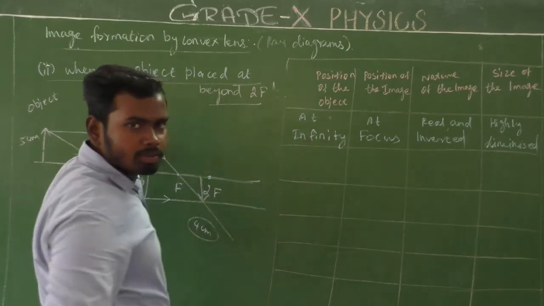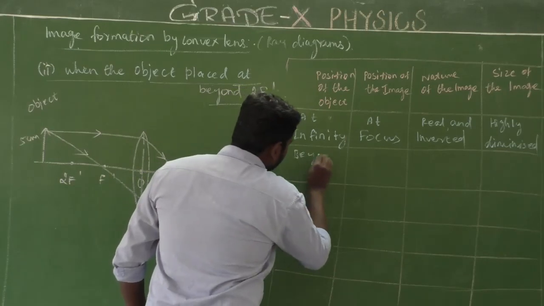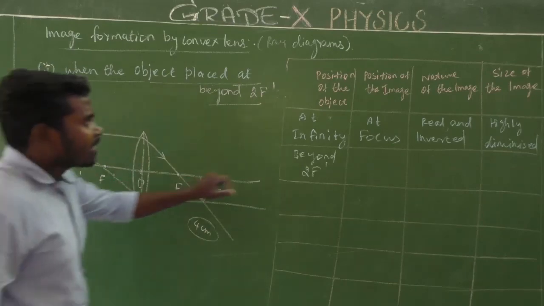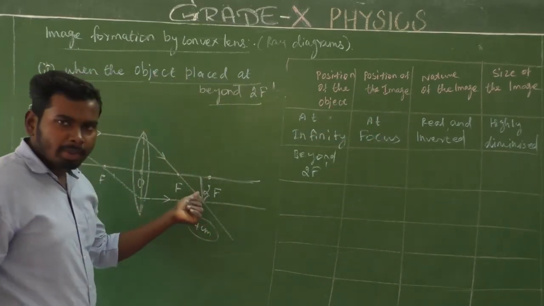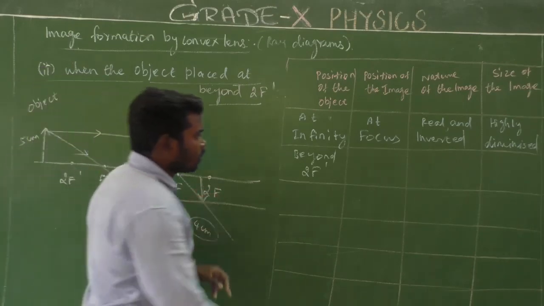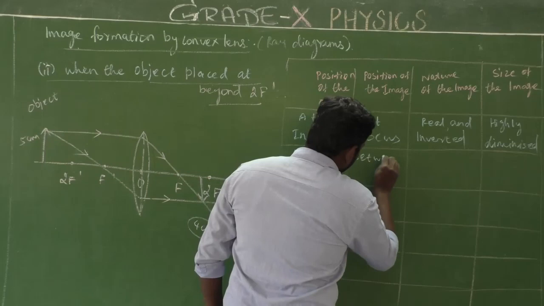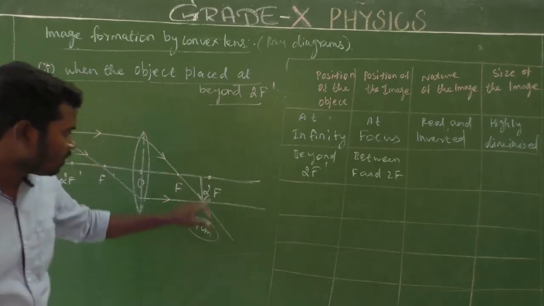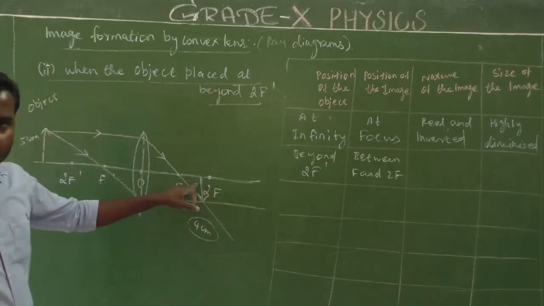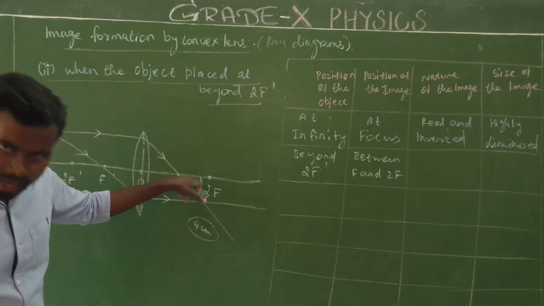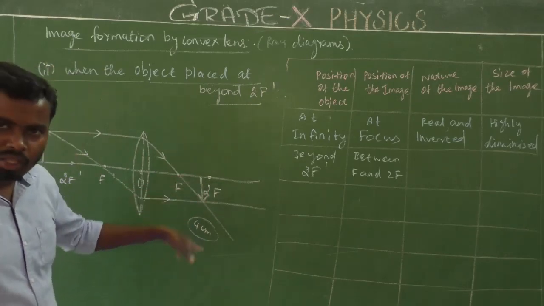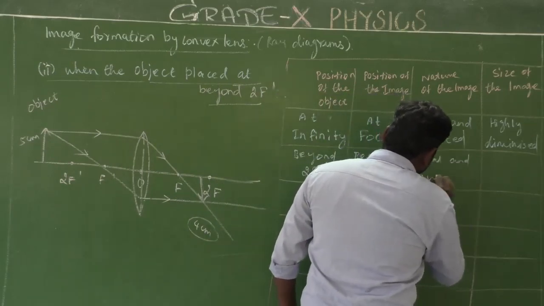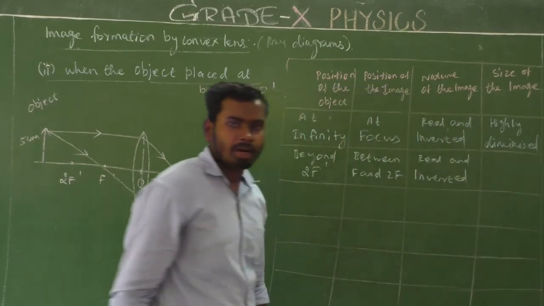First one, position of the object: beyond 2F dash. Next, position of the image. The image is formed between F and 2F. Am I right? Is it clear? F and 2F. What is the nature of the image? Whether it is a real image or virtual image, it is a real image, because here the image is formed below the principal axis. So this is a real and inverted image.